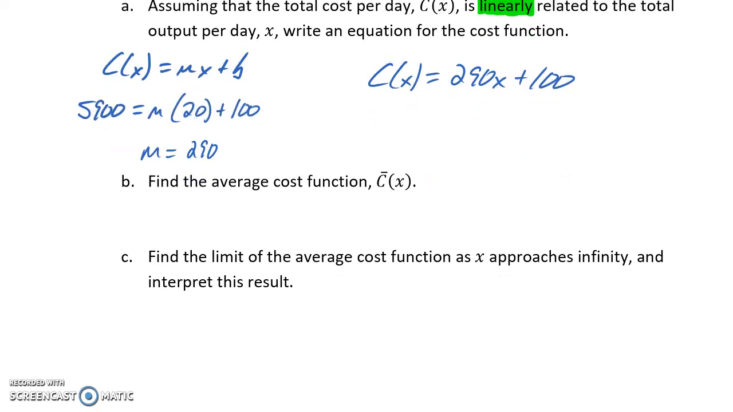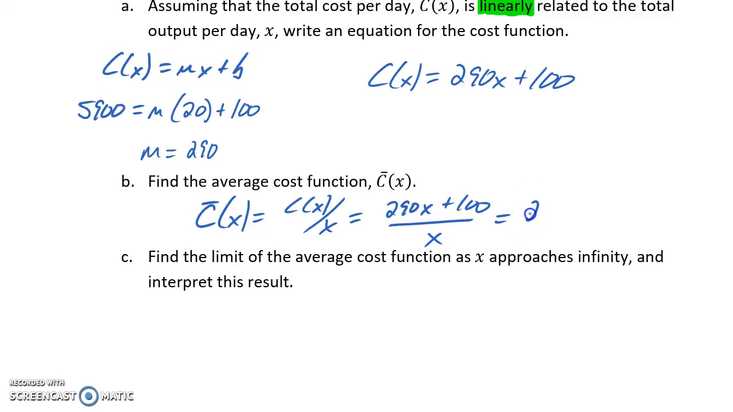From there, we want to find the average cost function, so c bar of x, which is just c of x over x, or 290x plus 100 over x, which we could also rewrite as 290 plus 100 over x if we broke that up into two separate fractions and reduced.